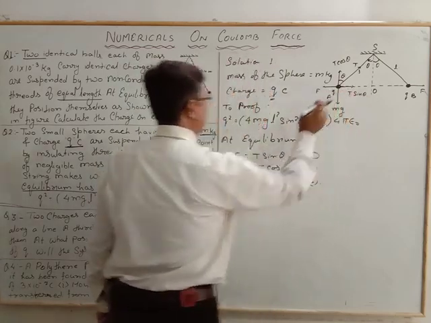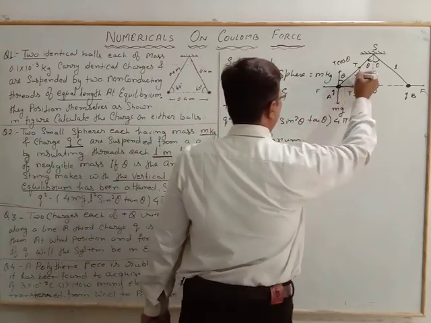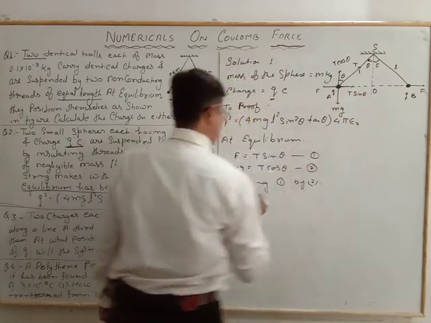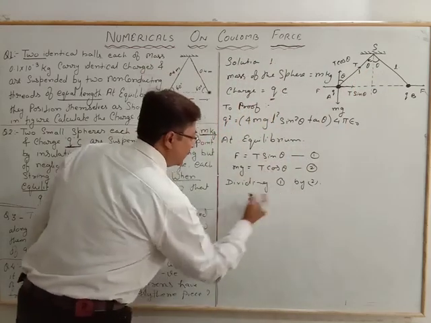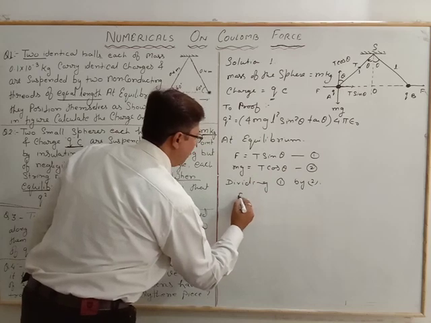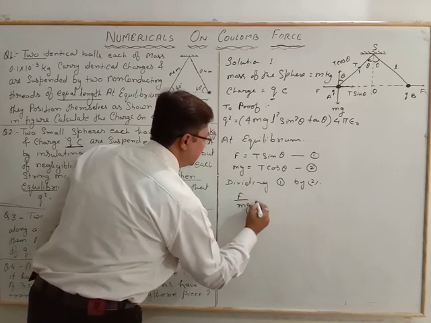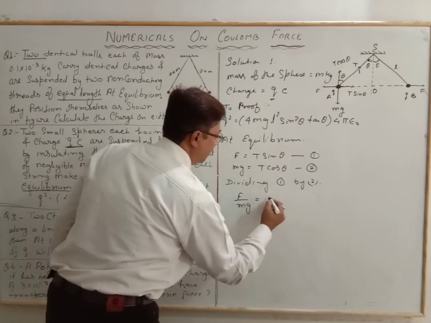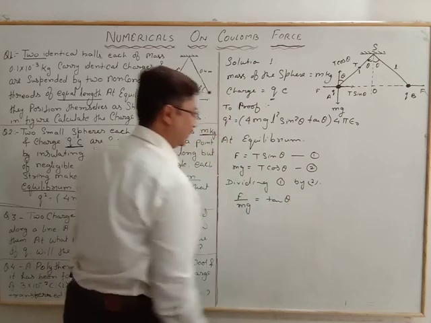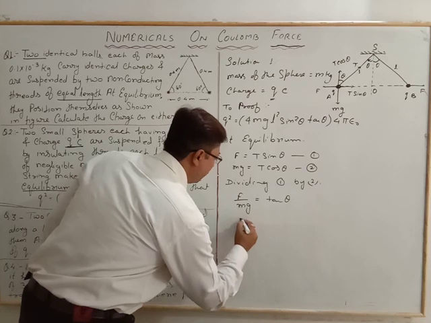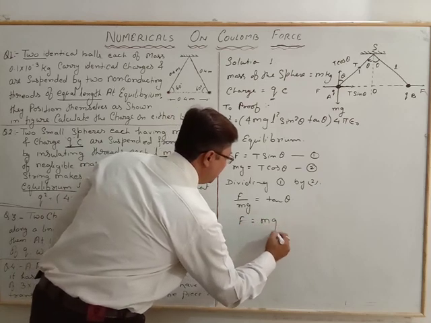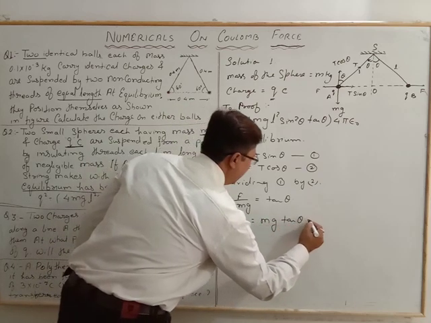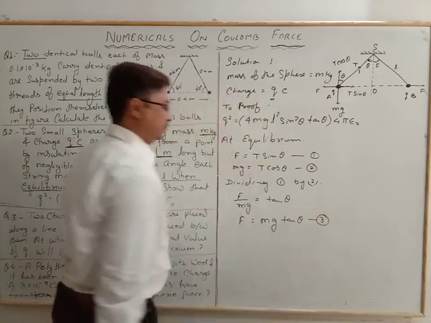That force we have. Now, in that case, 1 is divided by 2. So F by mg is equal to, T cancels, and sin by cos becomes tan theta. Now here the force is equal to mg tan theta, and this is relation number 3.